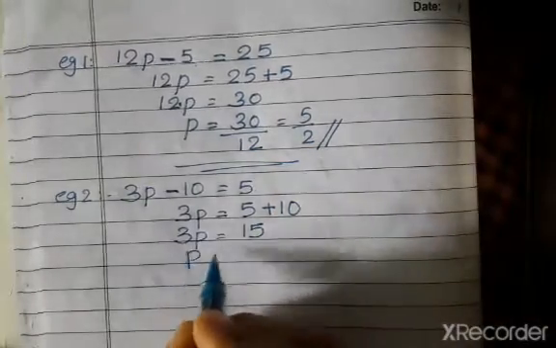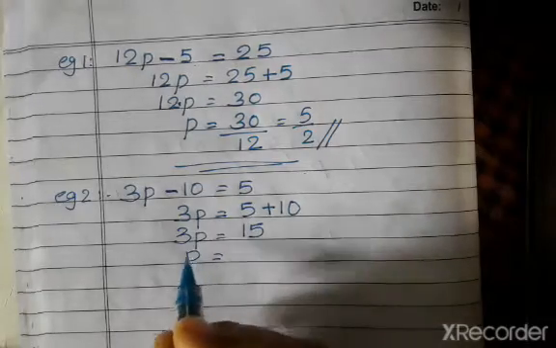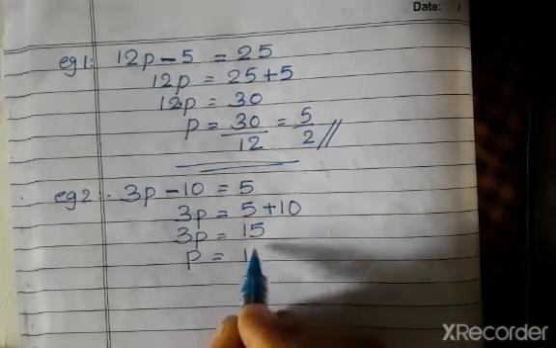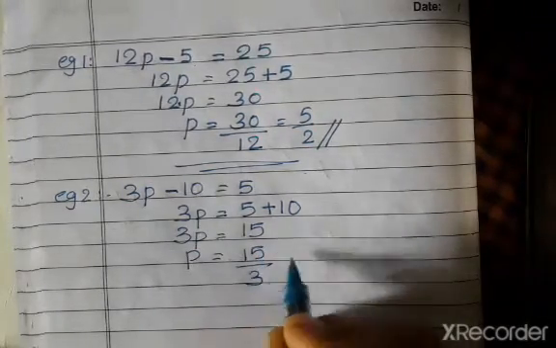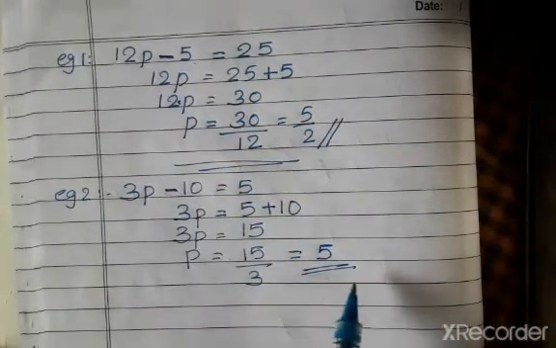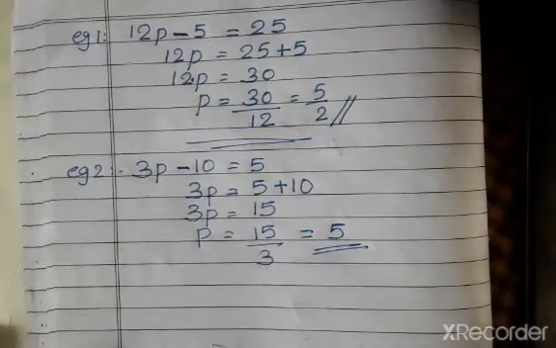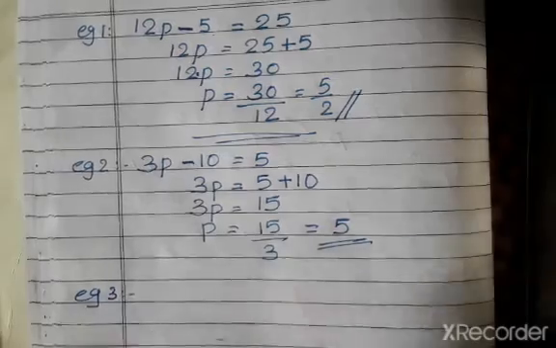Now we got 3p is equal to 5 plus 10, 15. Then p is equal to, now 3 is multiplied with p, so when 3 goes to the RHS, it will become division. That is 15 by 3. So 15 by 3 is 5, isn't it? So we got the answer p is equal to 5. This is the solution of this equation. Clear? Now let's discuss one more example question.